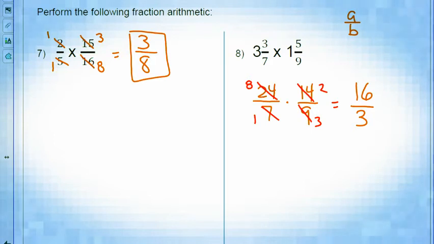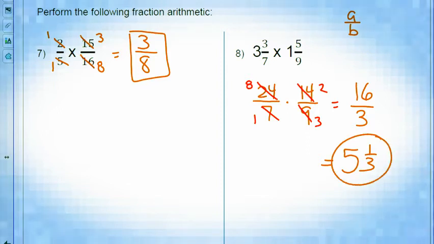So I'm going to say, how many 3's in 16? Well, there are 5, which is 15 thirds. So I have 1/3 left over. So there's my answer in simplest form. All your answers on this test should be in simplest form because that's the way we roll.